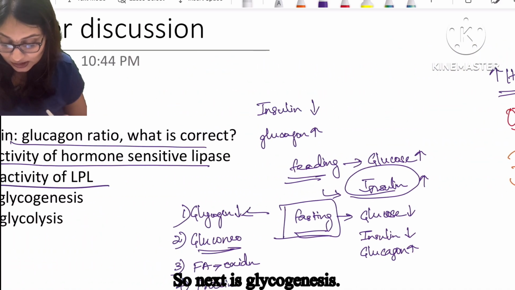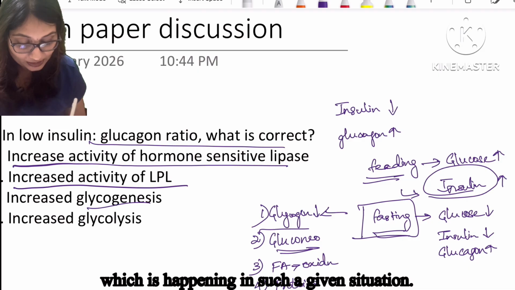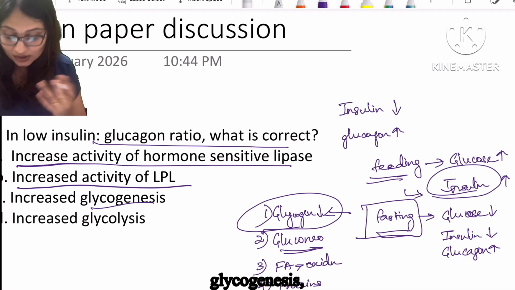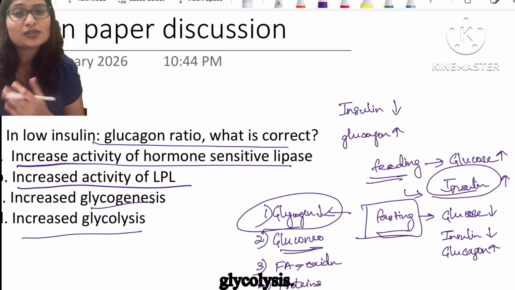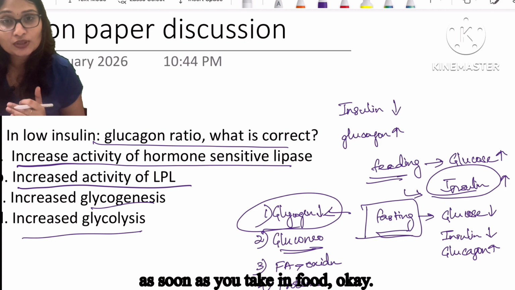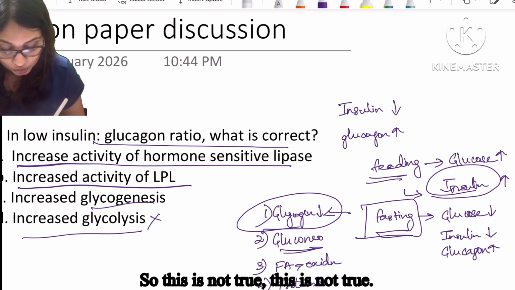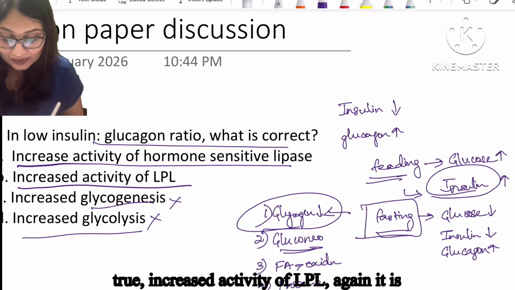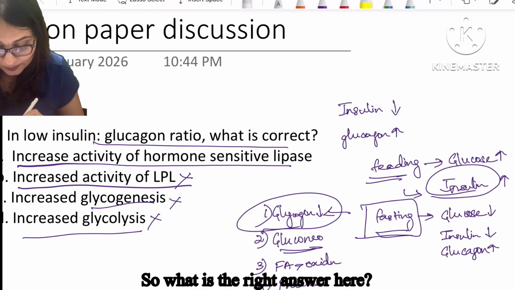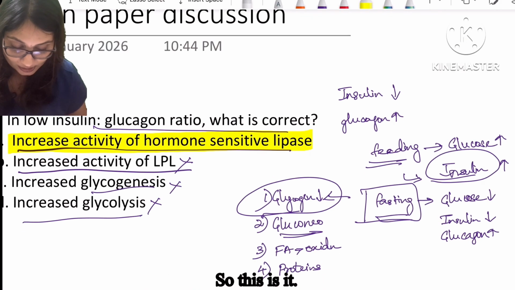Next is glycogenesis. As already said, glycogenolysis is the one which is happening in such a given situation. So they have said that there is increased glycogenesis, which is again not true, and increased glycolysis. As we all know, glycolysis happens as soon as you take in food, so it is something happening in the well-fed state. So this is not true. Increased activity of LPL, again it is not true because it is low insulin level. So what is the right answer here? The right answer is increased activity of hormone sensitive lipase.